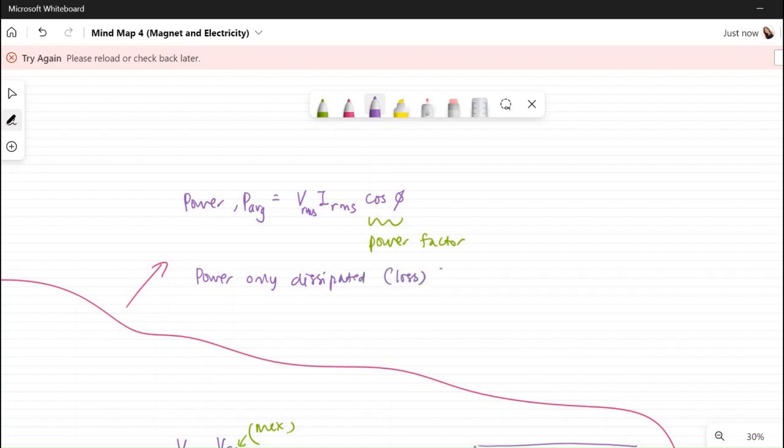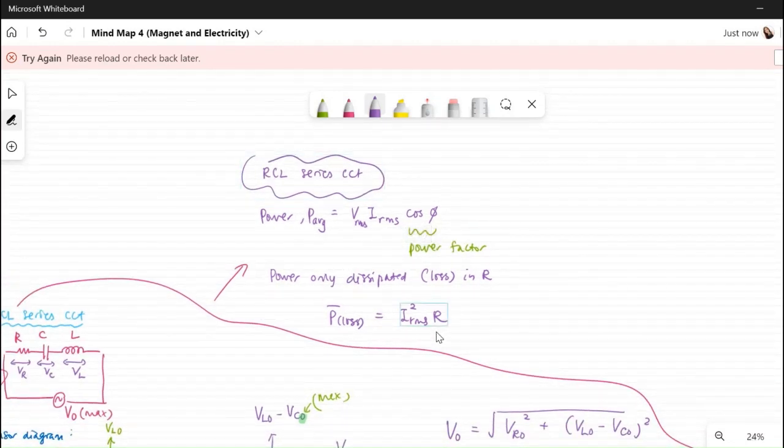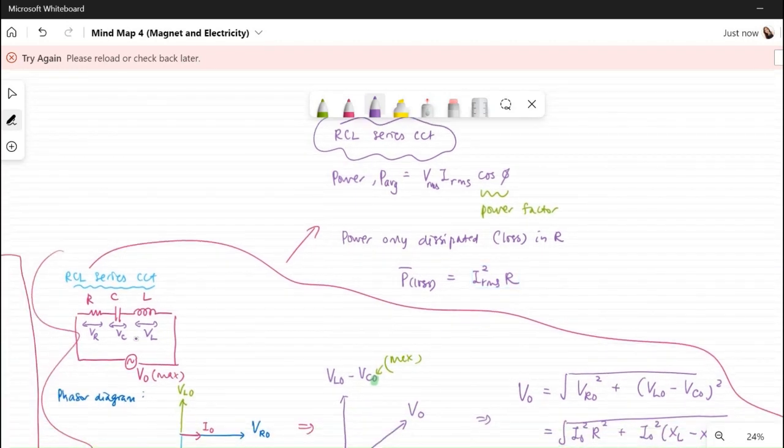Power here is only dissipated. Dissipated means loss in the resistor, and therefore the average power loss is equal to I square RMS multiplied by R, even when we are referring to the RLC or RCL series circuit. So for the RCL series circuit, the power loss is due to the resistor only. What happened to the power loss in the capacitor and inductor? The capacitor and inductor are basically devices used to store energy, so there is no energy loss in the capacitor or the inductor. Therefore power is only lost in the resistor.